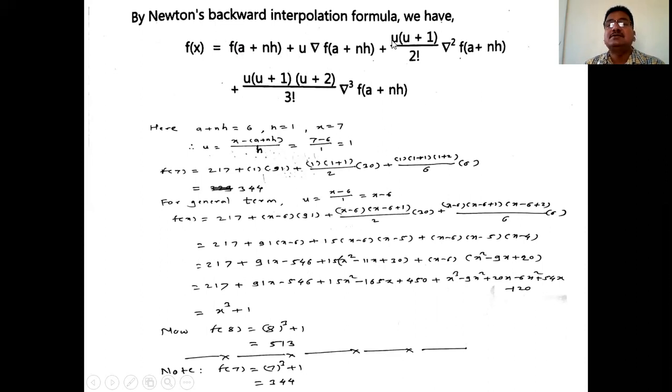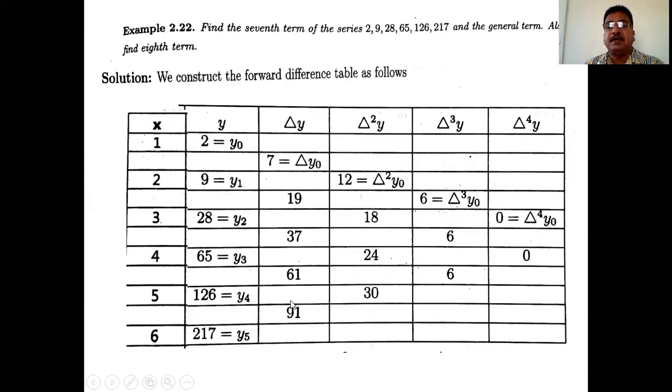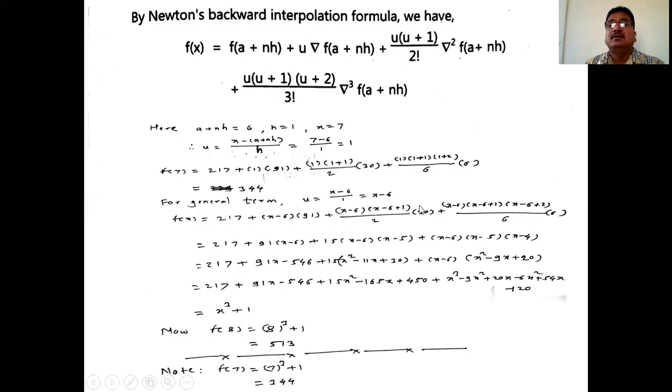Then u, that is (x minus 6)(x minus 6 plus 1) by 2 factorial, into del square f(a plus nh). Again, this is del square f(a plus nh), which is 30. Then substitute the value of u again: (x minus 6)(x minus 6 plus 1)(x minus 6 plus 2) divided by 3 factorial, which is 6, into del cube f(a plus nh), from the table it is 6. And then calculate all these, and we have the answer x cube plus 1. This is the cubic polynomial.